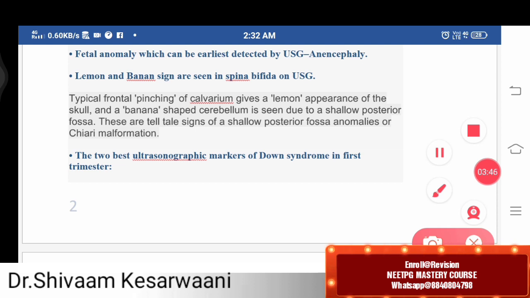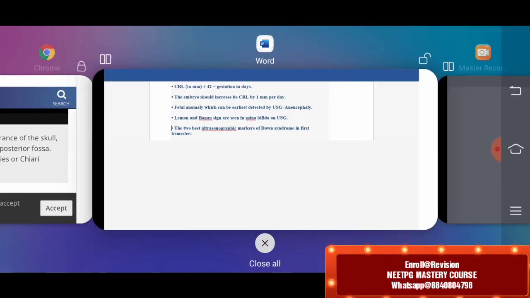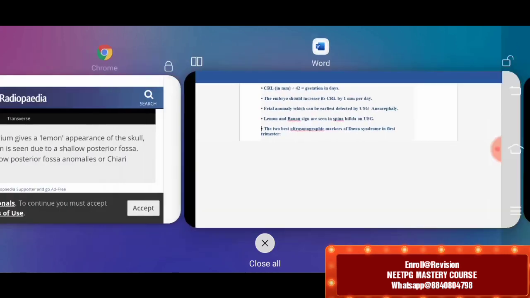Now moving to the lemon and banana sign, which is seen in spina bifida on USG. I think you know this lemon and banana sign, but here what I am going to tell you is they may give you a USG picture of lemon and banana sign, so you should also know how they look on USG. So this is the USG picture of lemon and banana sign.